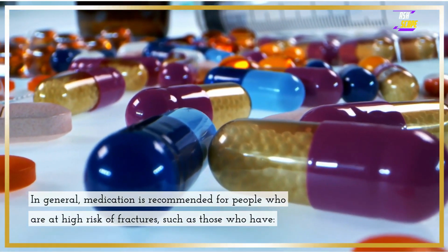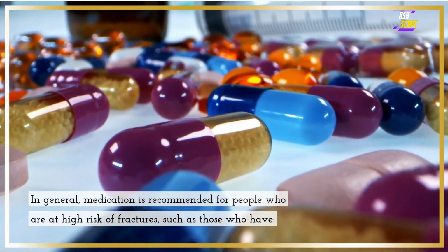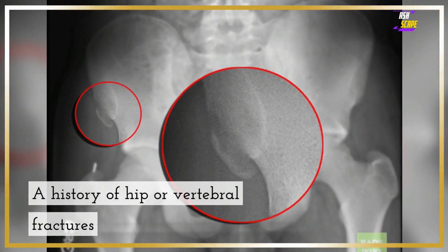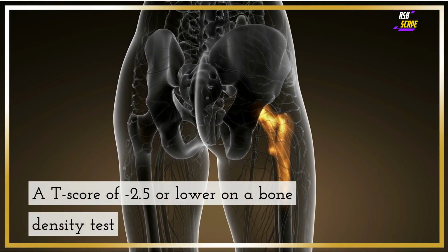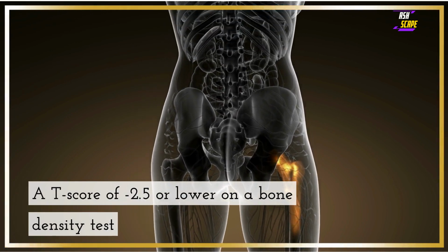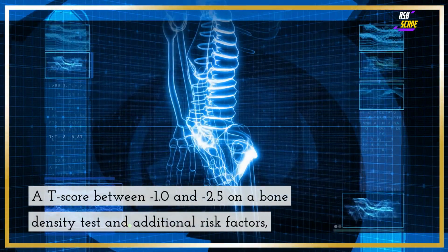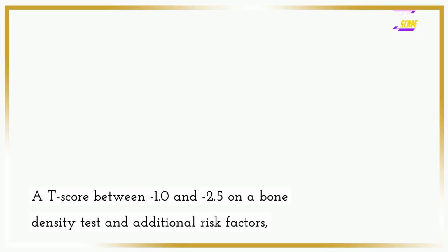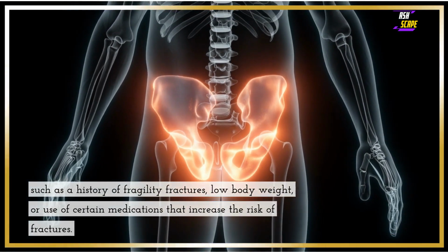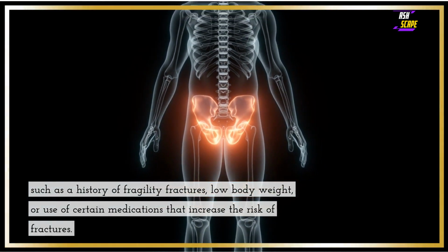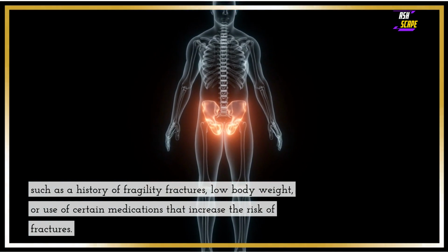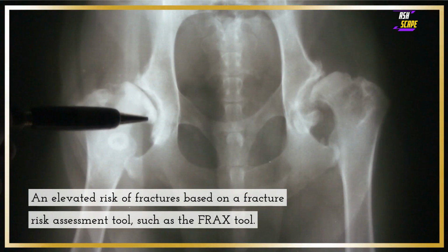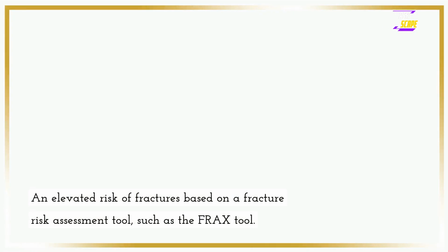In general, medication is recommended for people who are at high risk of fractures, such as those who have a history of hip or vertebral fractures, a T-score of -2.5 or lower on a bone density test, a T-score between -1.0 and -2.5 on a bone density test and additional risk factors, such as a history of fragility fractures, low body weight, or use of certain medications that increase the risk of fractures. An elevated risk of fractures based on a fracture risk assessment tool, such as the FRAX tool.